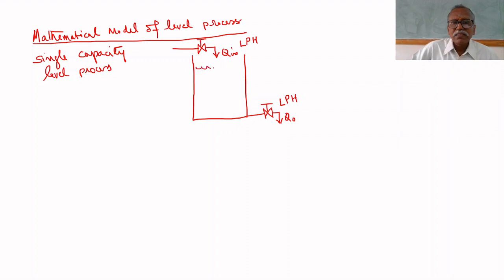So the level in the tank is H. This is called a level process. We have to obtain the mathematical model of this from the first principle. The first principle here is conservation of mass.